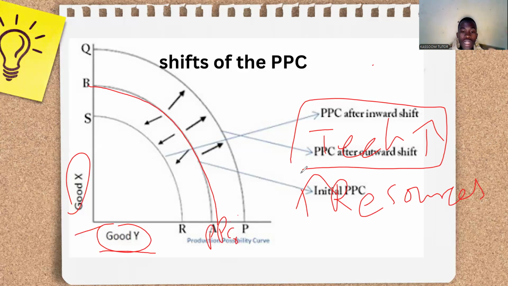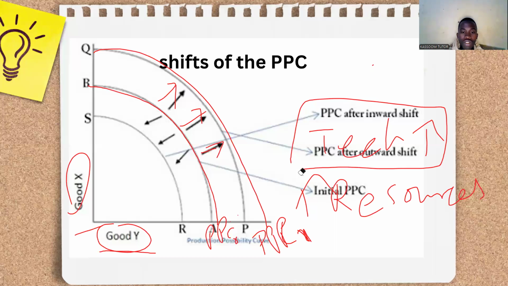Now, because our technology has improved, maybe we're using tractors and all, that means we'll have a shift outside, okay? Both good X and good Y will be produced in larger quantities, okay? So we can label that PPC 1. Now, the opposite is also true.